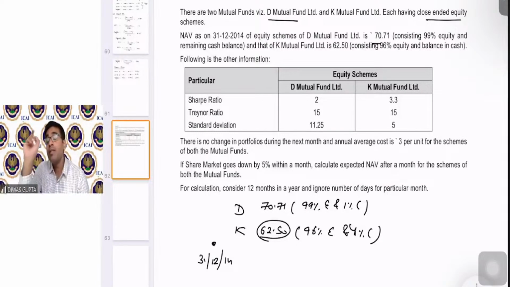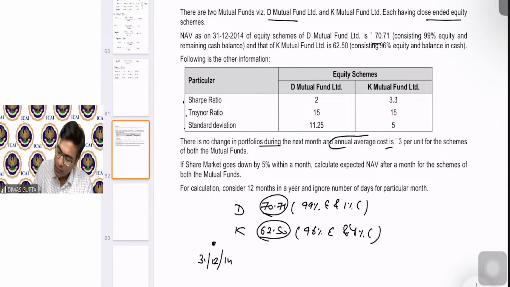96% of 62.5 represents the equity portion. Balance represents the cash portion. Similarly for 70.71 also. Following is the other information. Sharpe, Treynor, and standard deviation they have given for all three. There is no change in portfolios during the next month and the annual average cost. Please, students, note this is annual average cost. 3 per unit for the schemes of both the mutual funds. They are saying annually we take 3 per unit as a mutual fund cost.